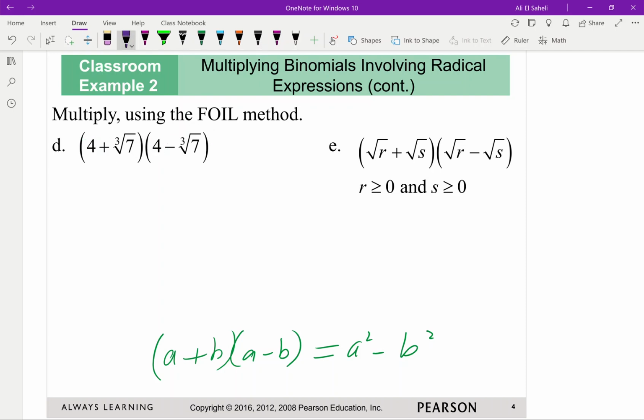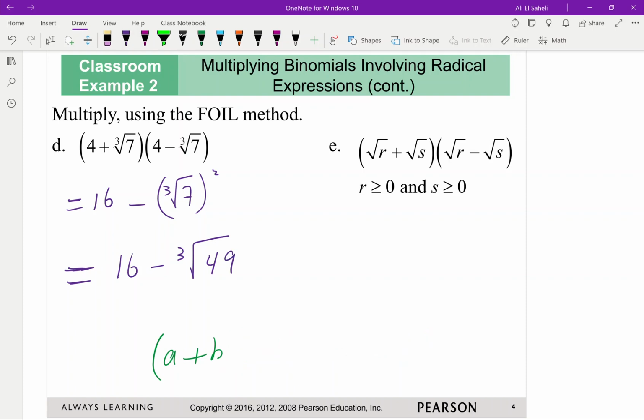So this is A squared, 4 squared, minus B squared. Okay, this is B squared. Okay, so you can leave it like this, minus cubic root of 49, and this cannot be simplified.